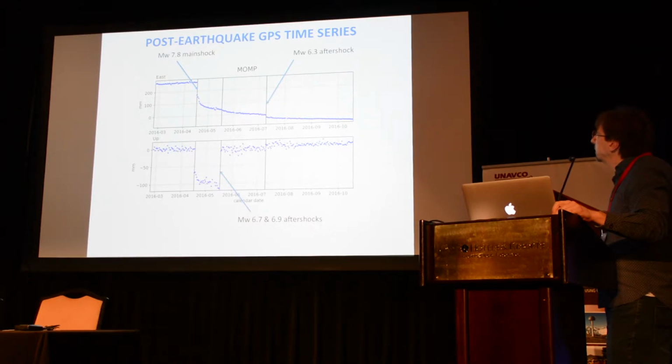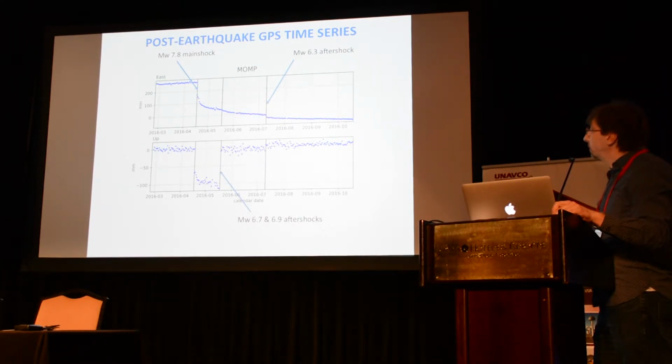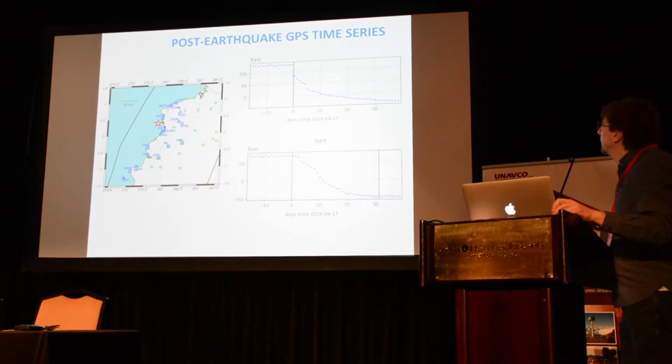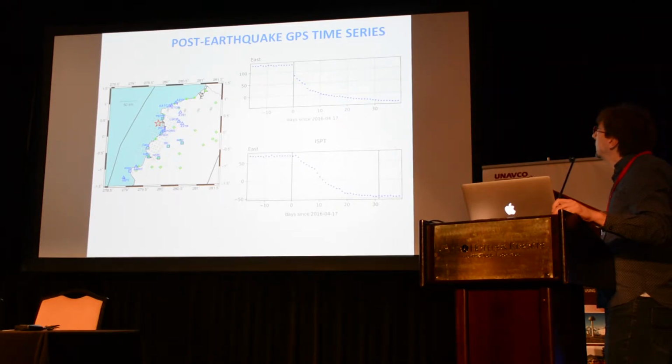What we see is that there were several large aftershocks, and some of the aftershocks have their own afterslip. So for the sake of simplicity, I will focus the study on the first 30 days after the earthquakes, the early post-seismic phase. The second observation is that if we take any of the GPS sites located close to the rupture, we see that the afterslip starts immediately after the earthquake.